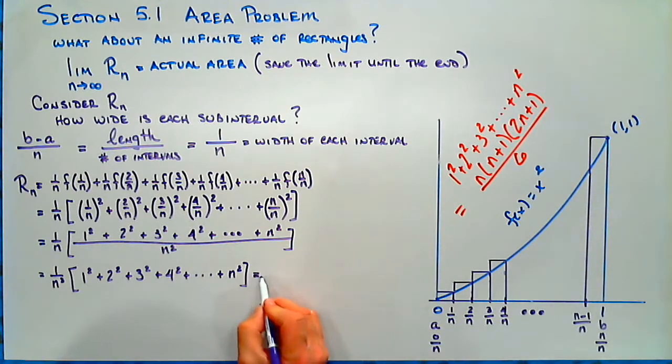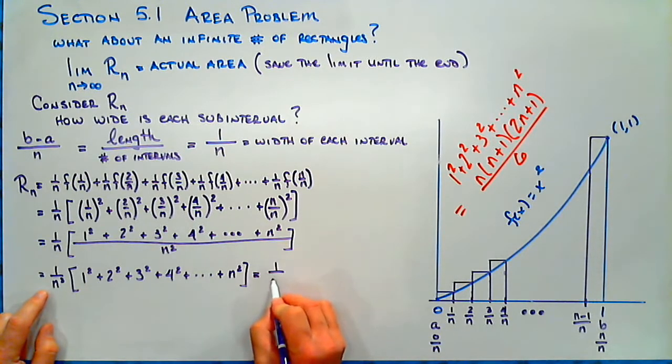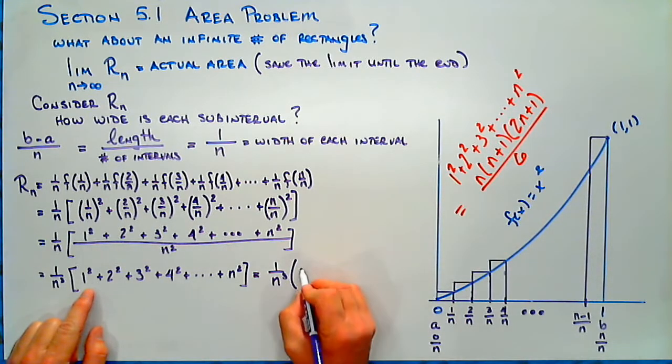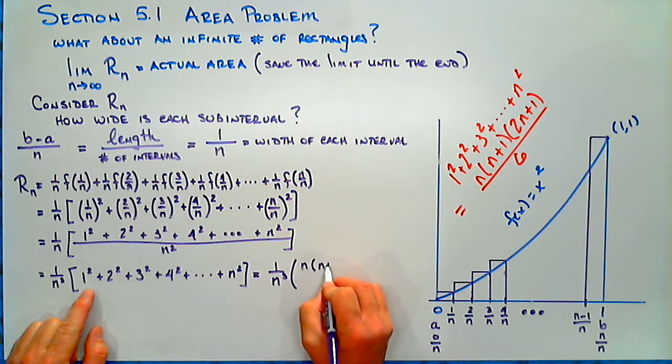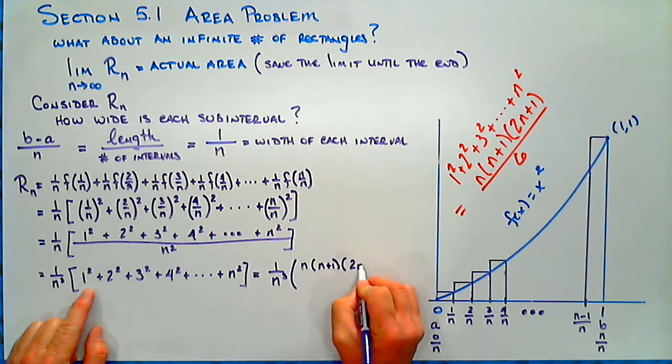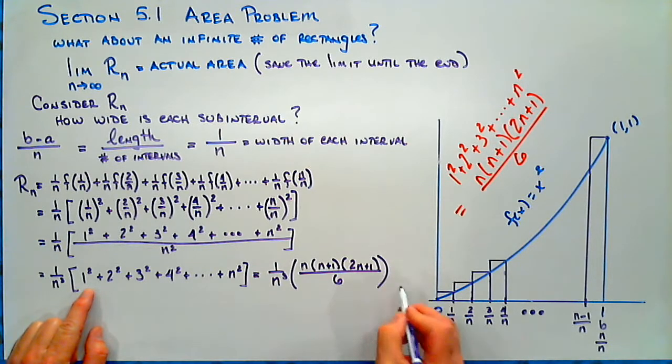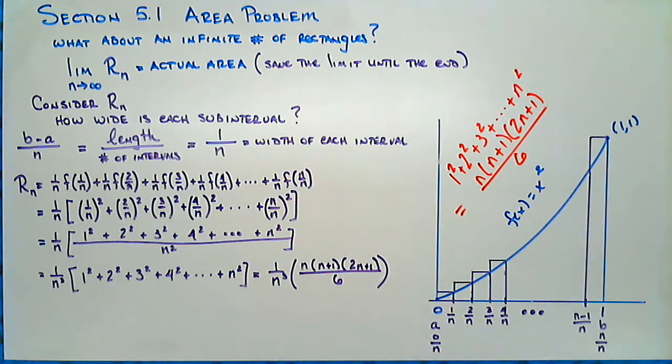Now, if we use that formula, what does this look like? It looks like 1 over n cubed times, and all of this simplifies to n times n plus 1 times 2n plus 1 all over 6. All right? That's what it looks like. Now, if we go all the way back up here to blue, remember, we were supposed to find r sub n. We did. We found it right here.